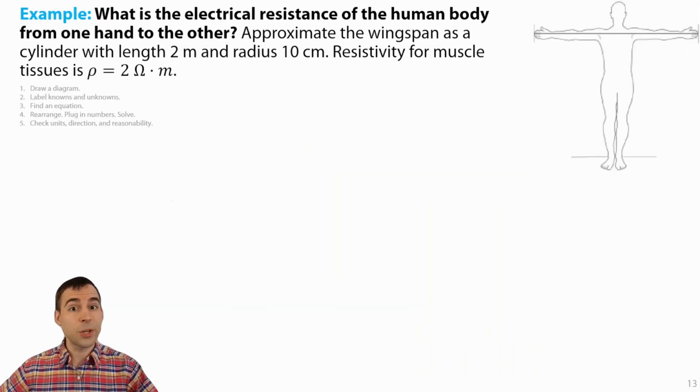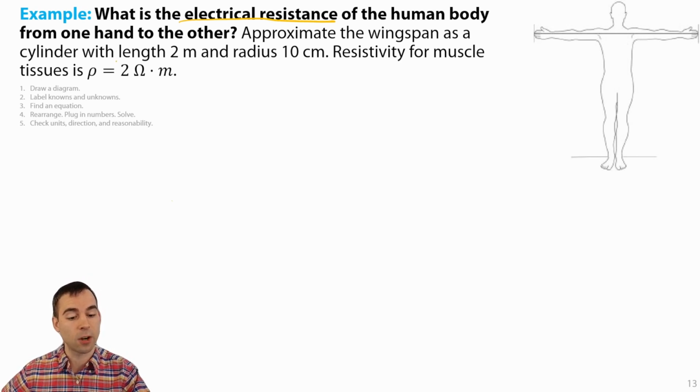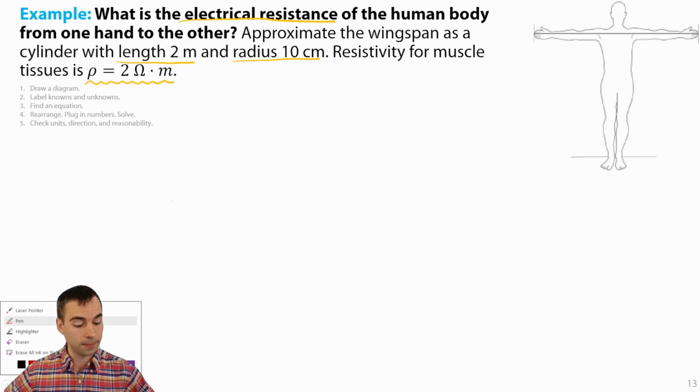And some common resistors would be things like light bulbs, the human body, or potentially nuclei within the atoms of a solid. So in this example, we're asked to find the electrical resistance of the human body by approximating the wingspan as a cylinder with length 2 meters, radius 10 centimeters, and the electrical resistivity of the human body is given to us as 2 ohm meters.